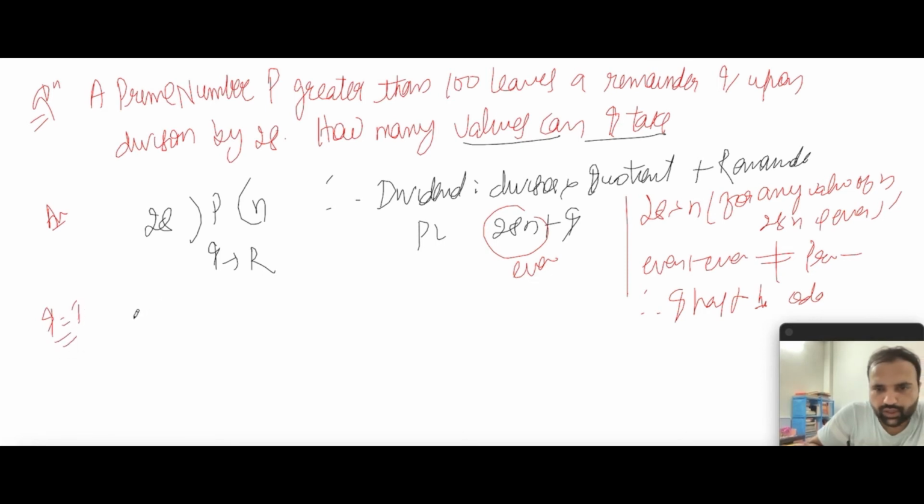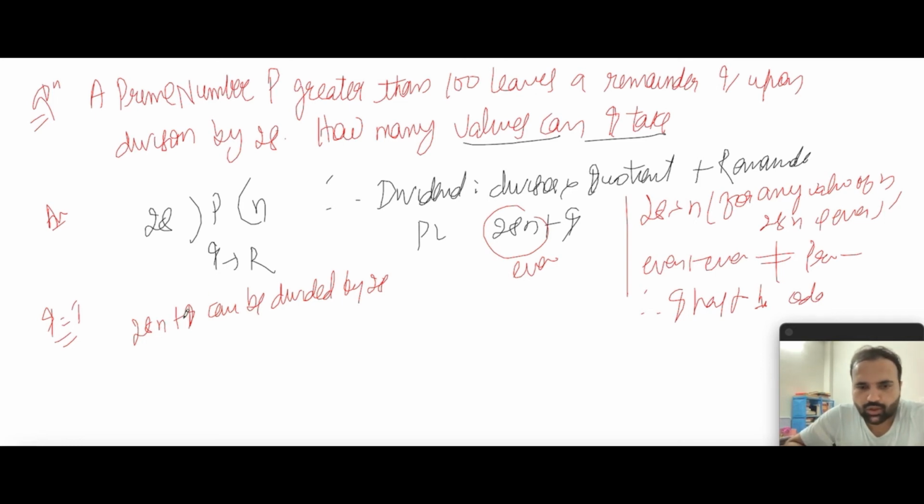Okay. So now we can start with Q equal to 1. So if we take Q equal to 1, can we see if any situation arises wherein this entire 28N plus Q can be divided by 28? No, I don't think so. Let's say we take N equal to 1, so we have 28 plus 1, 29. It cannot be done. For 2, again, it cannot be done. It's 57. So we see that for any value of N, 28N plus Q cannot be divided. So since it cannot be divided, we can consider that this might be a prime number. So this is one case.